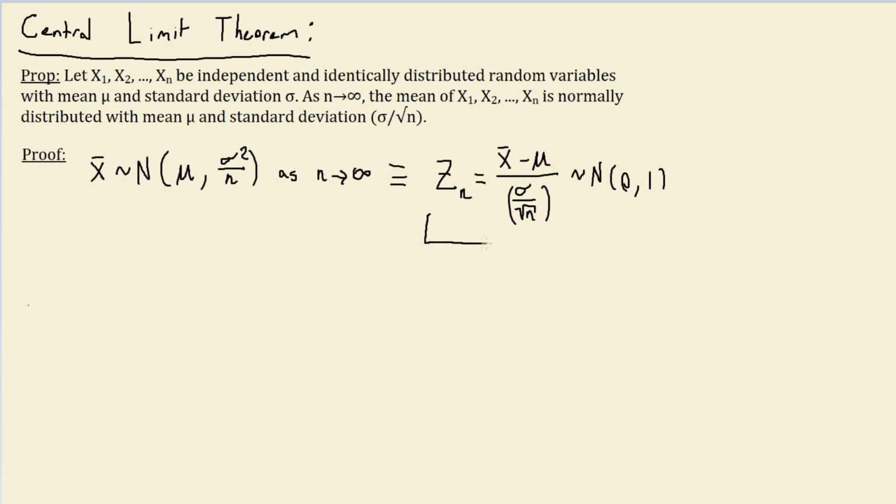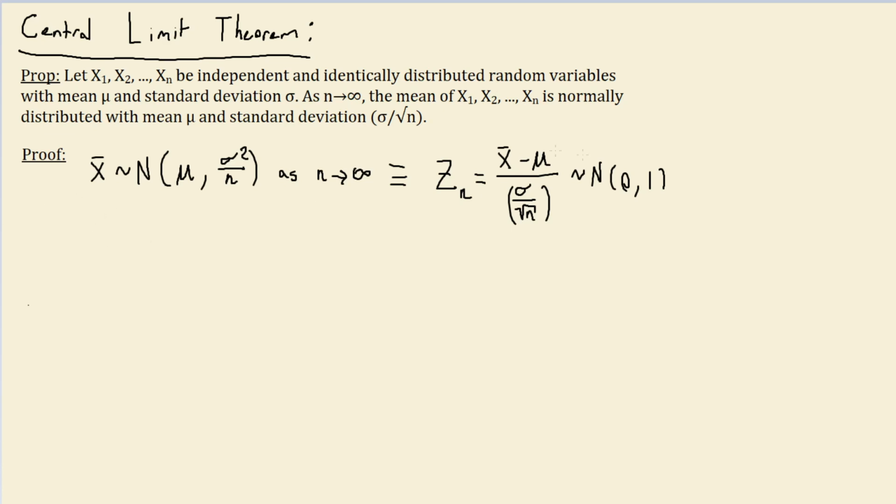But this is going to be a lot easier to work with, because ultimately we're going to try to show that the moment generating function for this random variable, as n goes to infinity, tends towards the moment generating function for the standard normal distribution. That is a lot easier to show than detailing out the moment generating function for a non-standard normal distribution. So it's going to be easier to work with this, and that's our first step: we want to work with this random variable.